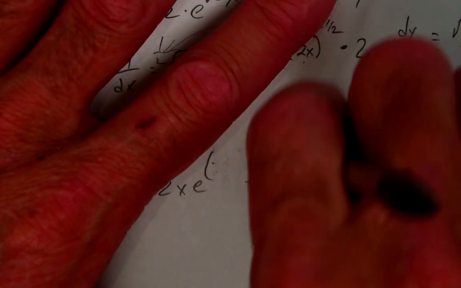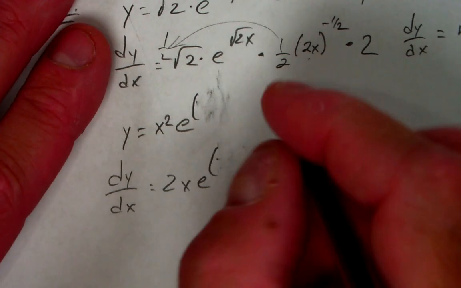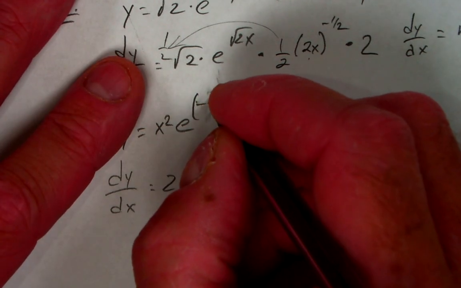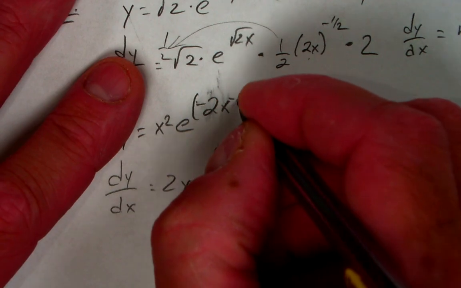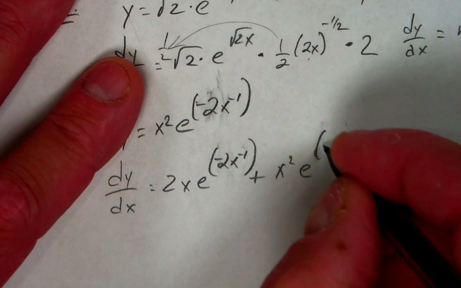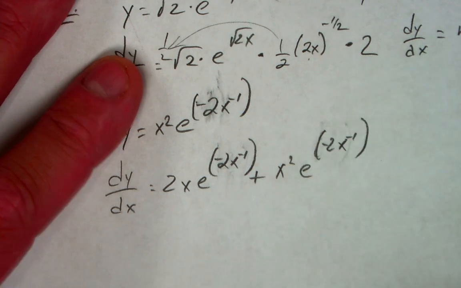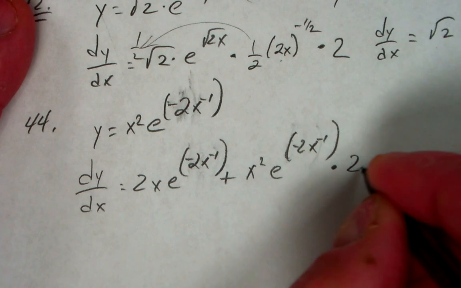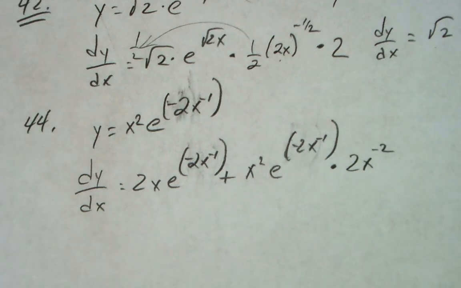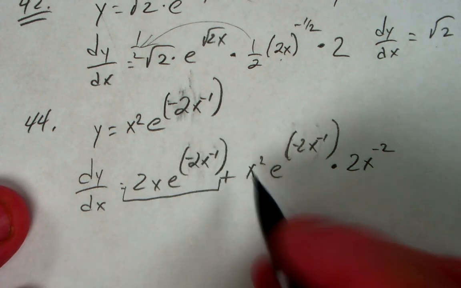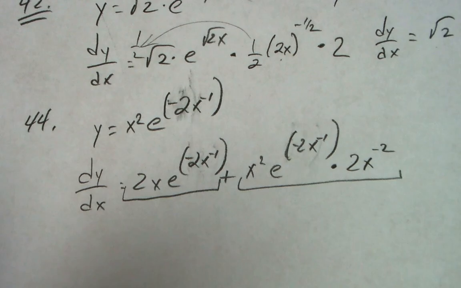You don't have to change it, but it's going to be negative 2x to the negative 1, times 2x to the negative 2. So we got the first part of product rule and the second part of product rule.